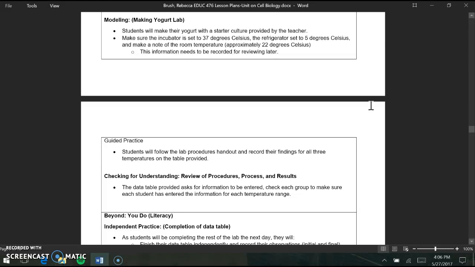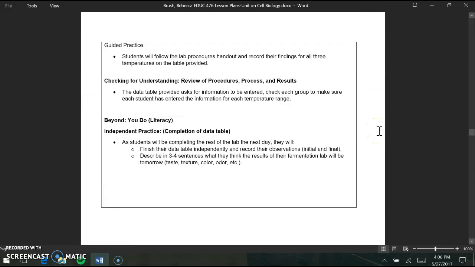And since this is the first day of 3 days that we did lab, it wasn't just one day where we had to learn everything. We actually had several days to go over the information. At the end of the lab, the independent practice was finishing their data table, making their observations. And then they needed to basically guess what they thought the results would be of the fermentation lab.